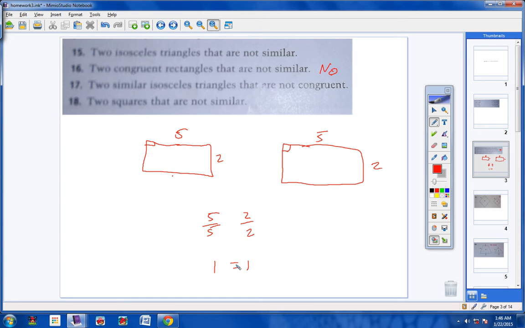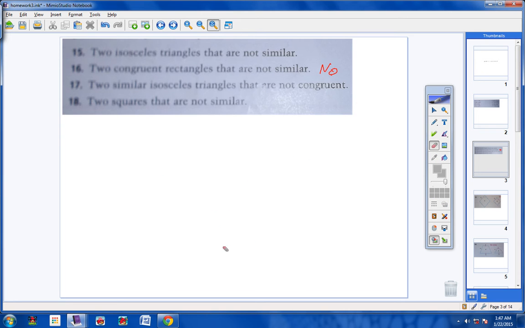If the two figures are congruent, then they're also similar. Now, the converse of that is not true. If two figures are similar, they might or might not be congruent, okay? But if two figures are congruent, then they're also similar, yes, definitely. Okay, number 17, 2 similar isosceles triangles that are not congruent. Well, sure, no problem. Here it is right here.